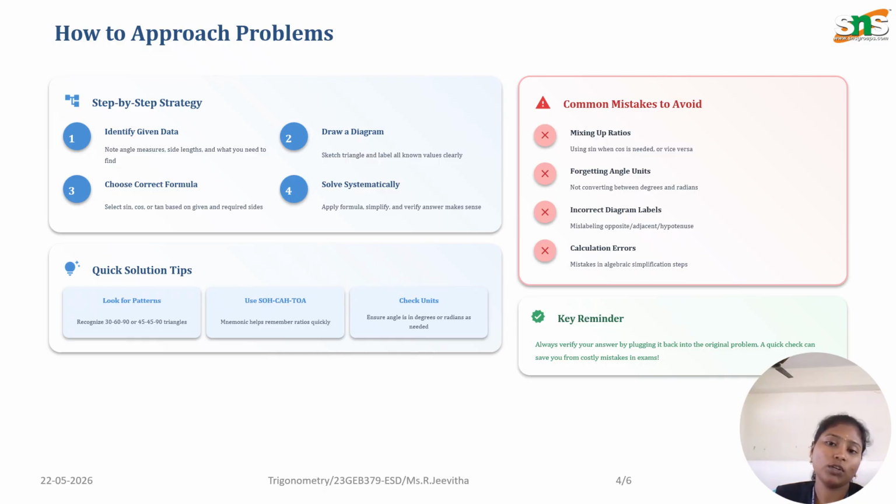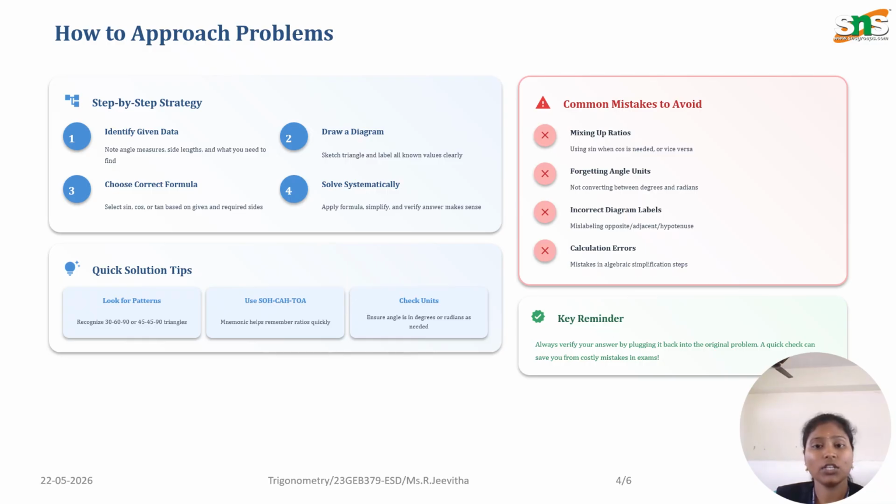Step two, draw a diagram. Do not try to be a hero. Do not try to solve this entirely in your head. Quickly sketch a simple right-angled triangle on your rough paper and label the sides with your numbers. The moment your eyes see the drawing, your brain will relax. Step three, choose the correct formula.